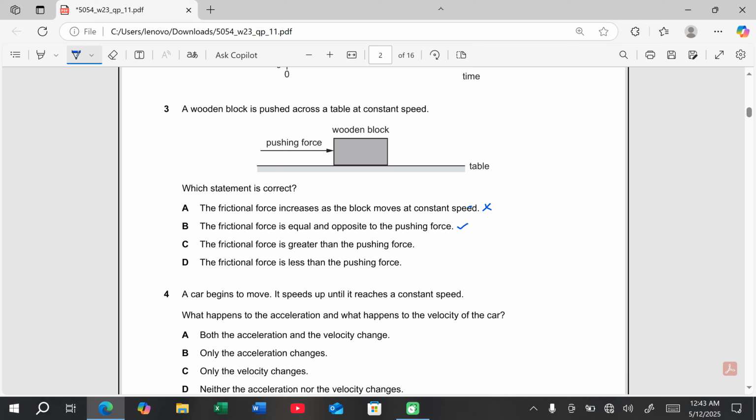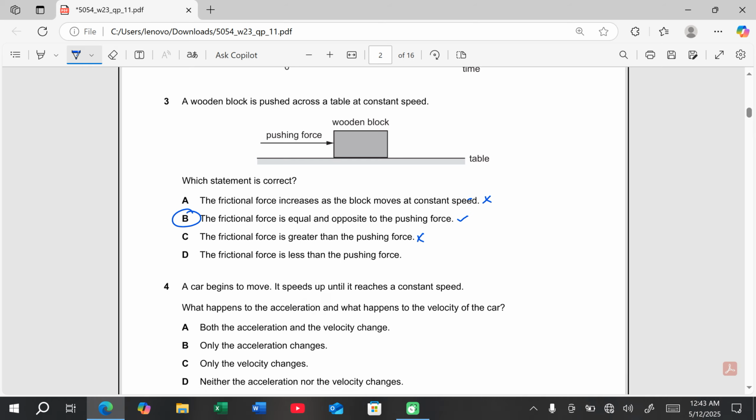Let's see the C and D. The frictional force is greater. If the frictional force is greater than the pushing force, it must be decelerating. It should not be moving at a constant speed. The frictional force is less than the pushing force. If frictional force is less than pushing force, it must be accelerating. Since it is moving at a constant speed, therefore B is the right answer.